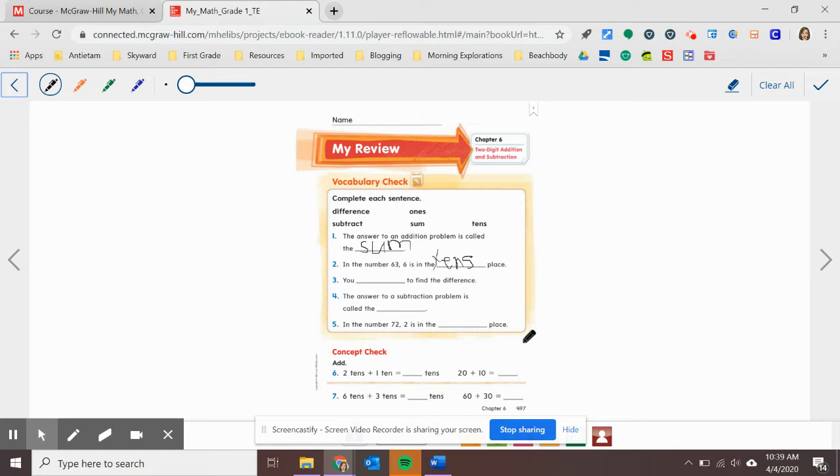Number 3, it says you blank to find the difference. Well, let's look at the ones that we have left. We already used sum and we already used tens. So now we have difference, ones, and subtract. It's not going to make much sense if I say you difference to find the difference. Does it make much sense to say you ones to find the difference? It does make sense to say you subtract to find the difference. So subtract is our answer. Please write that on the line.